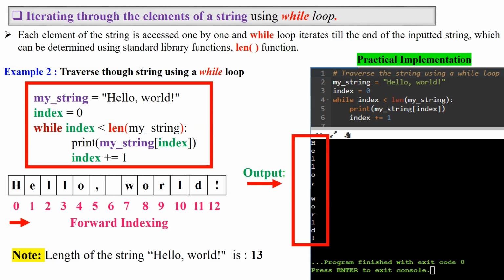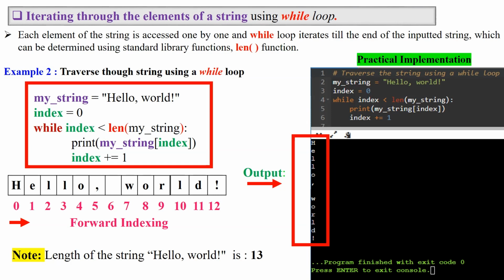Inside the loop, the print my_string of index statement is executed. It prints the character at the current index position of my_string to the console. After printing the character, the index variable is incremented by 1 using index plus equals 1. This ensures that the next iteration of the loop accesses the next character in the string. The loop continues until the index reaches the length of the string, 13. Since the indexing of the string starts from 0, the index will take values from 0 to len of my_string minus 1, that is 12, so 0 to 12, allowing each character to be printed.